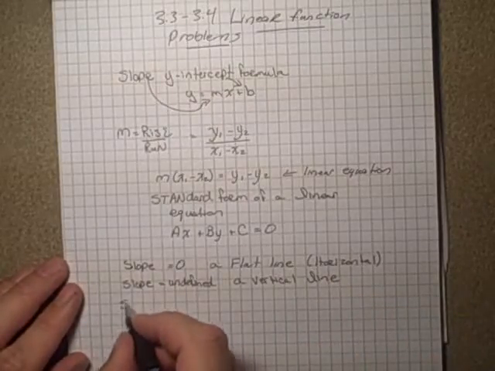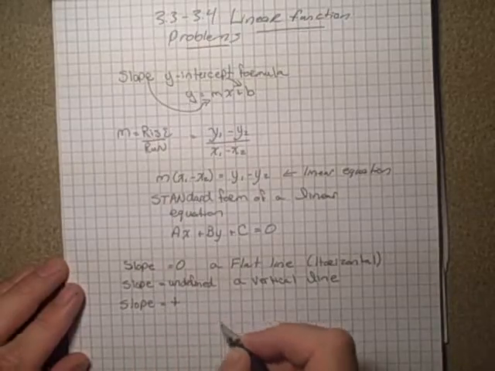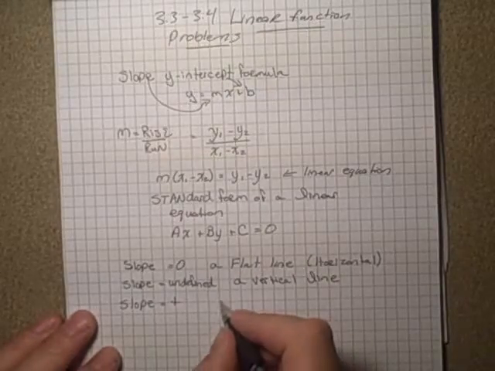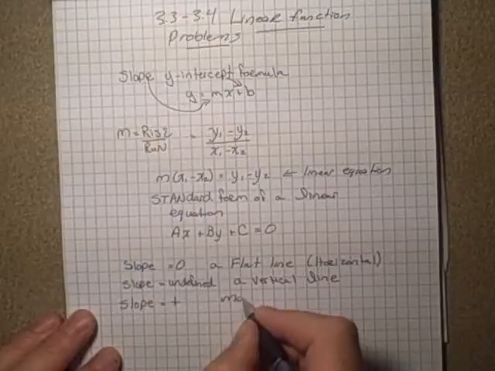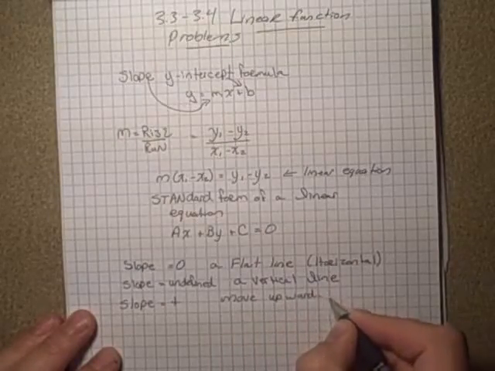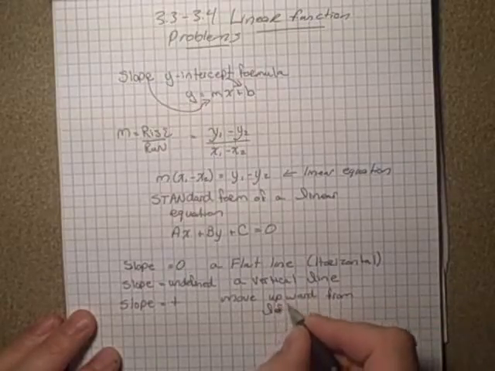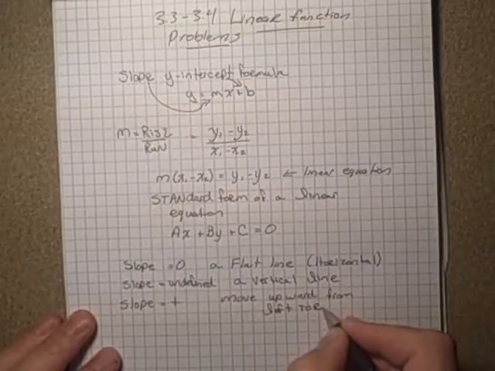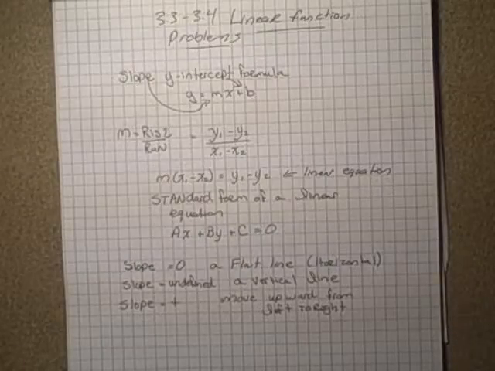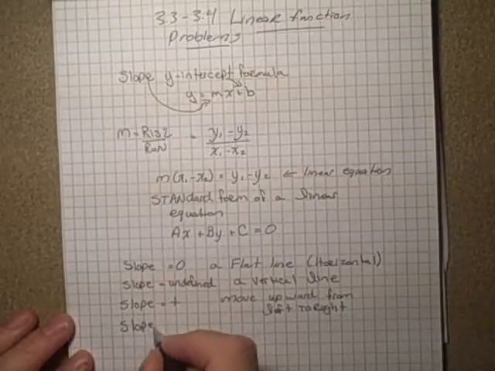Slopes that are positive, basically you would be climbing up a hill from left to right, as we would normally read. So the negative slope is the opposite of that. A slope that is negative, you go down the hill from left to right.